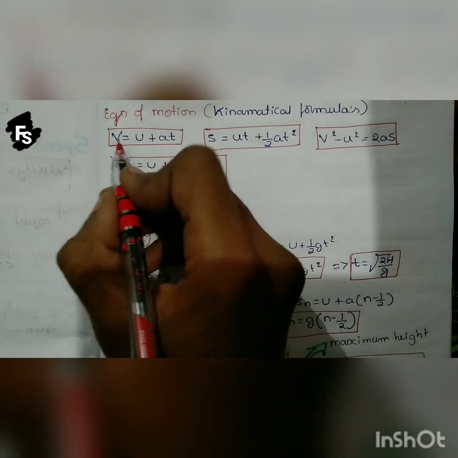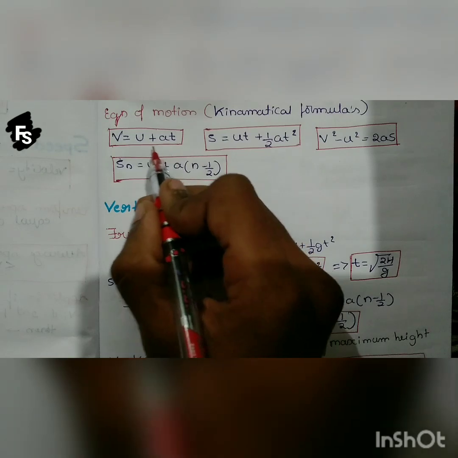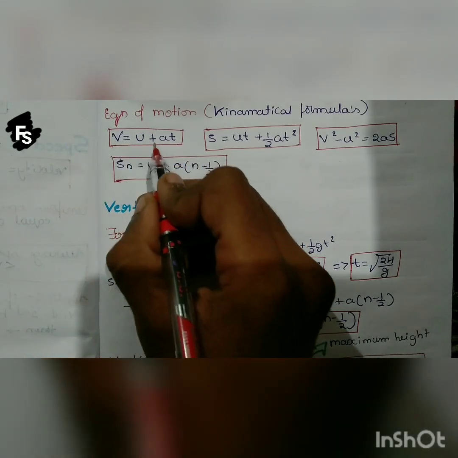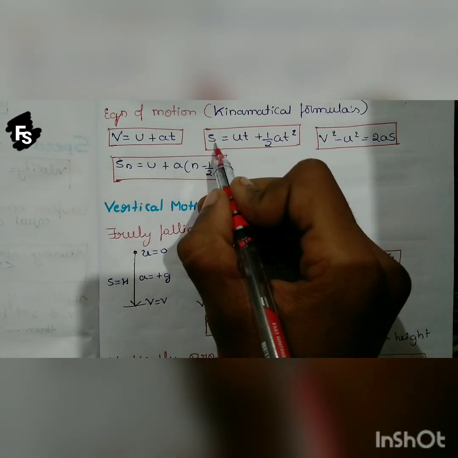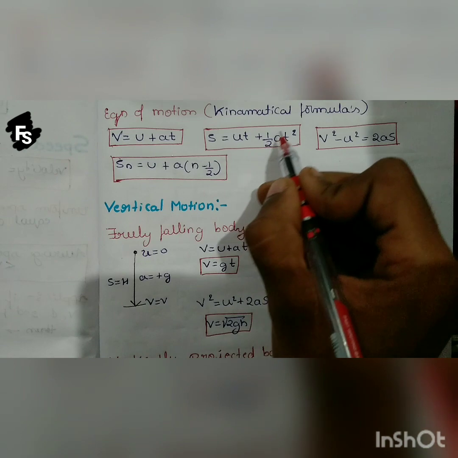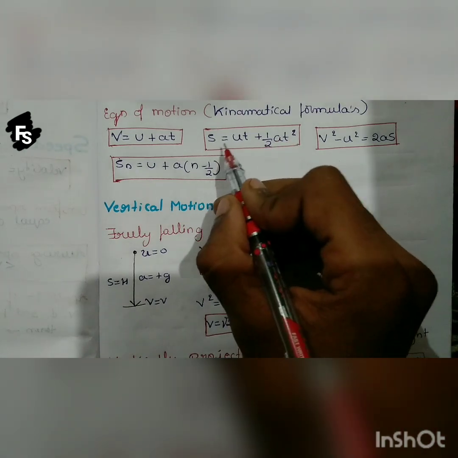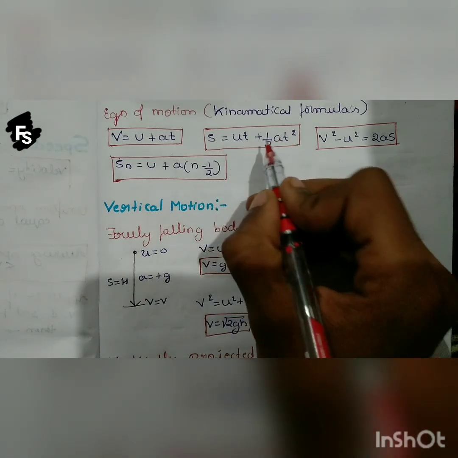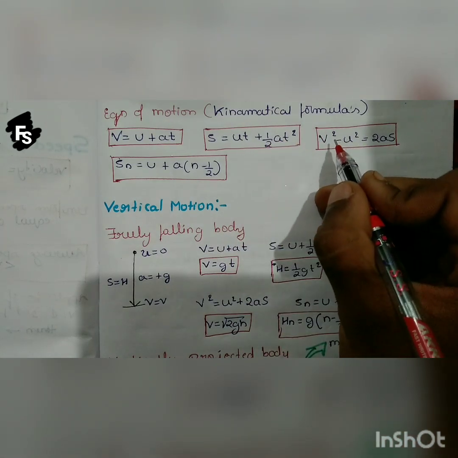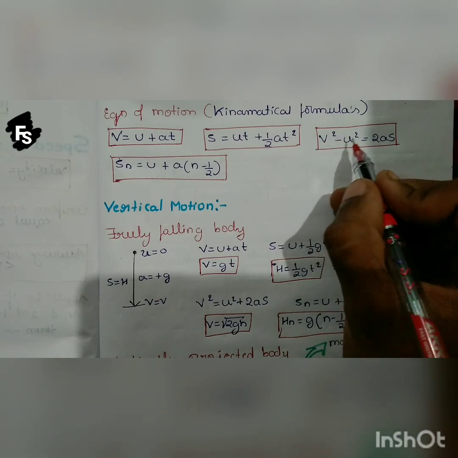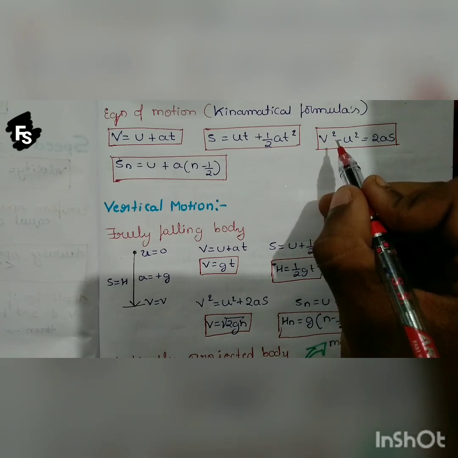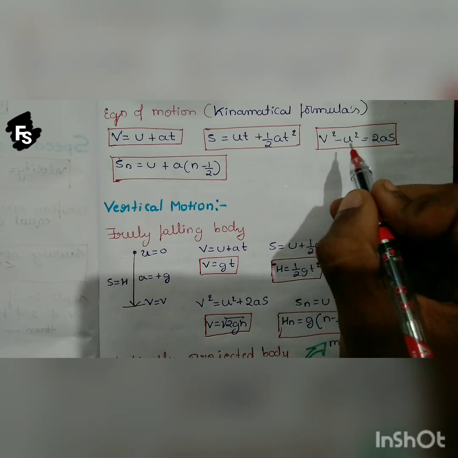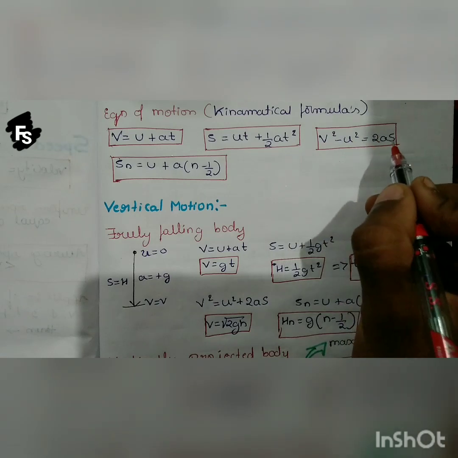The first formula is v equals u plus at, meaning final velocity equals initial velocity plus acceleration into time taken. The next formula, displacement s is equal to ut plus half at square, meaning displacement is equal to initial velocity into time taken plus half into acceleration into time square. Then the next formula, v square minus u square is equal to 2as, meaning final velocity square minus initial velocity square is equal to 2 into acceleration into displacement.